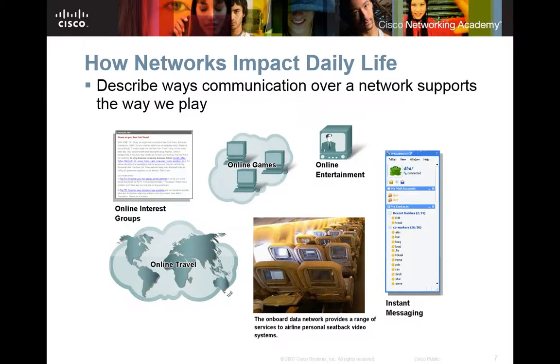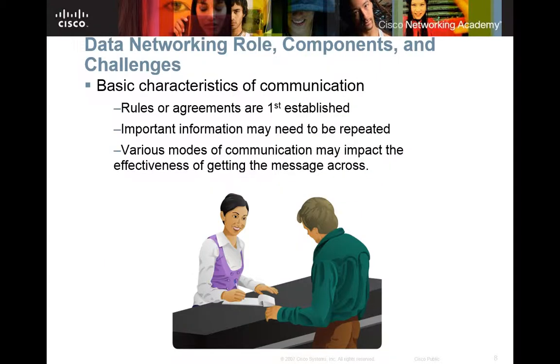Describe the way communications over networks support the way we play. RPGs. Right, David? Oh, yeah. Is it RPG or MMORPG? MMORPGs. I'm teaching my 10-year-old niece how to play World of Warcraft. Oh, that's terrible. I know. Deal breaker this time. But it works.